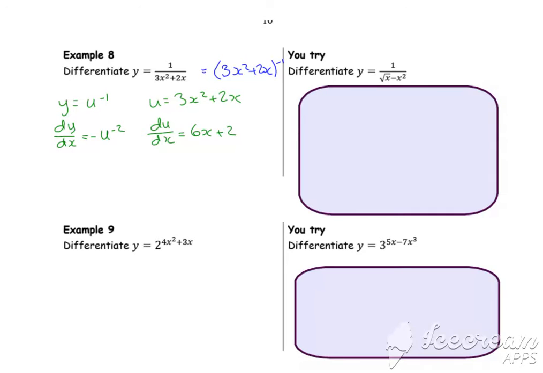We differentiate both of those. That's just polynomial differentiation. You've been doing that since we first did differentiation. So du by dx is 6x plus 2. dy by du is minus u to the minus 2. Then we're going to want to multiply those two together.